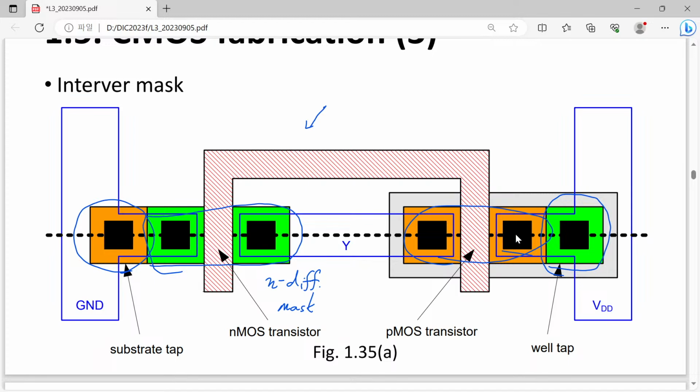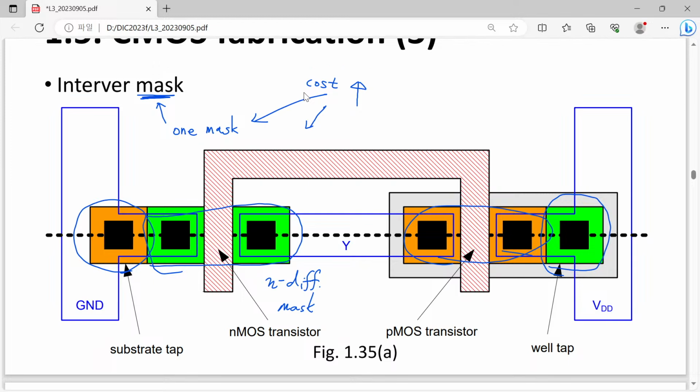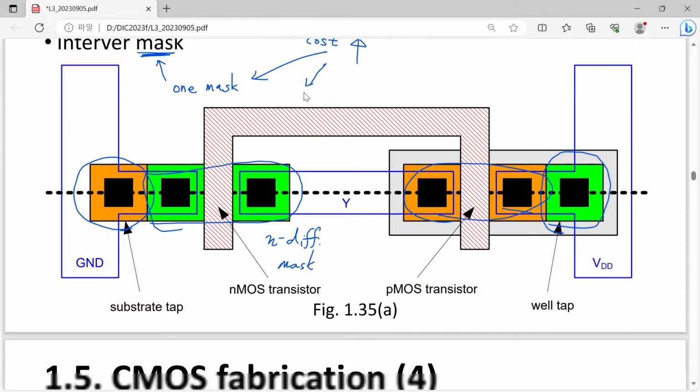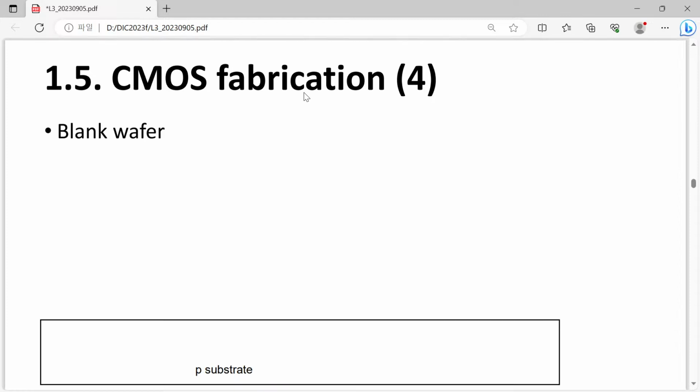So there are many masks used, and usually when you introduce one additional mask, it is directly related to an increase in your fabrication cost. So in reality, device engineers and technology engineers try to minimize the number of masks to fabricate your device. Okay? But this is not your role, but to them, that is critically important.